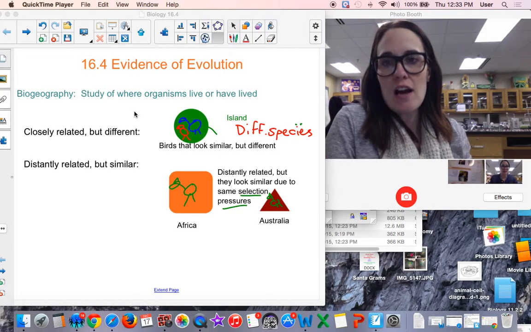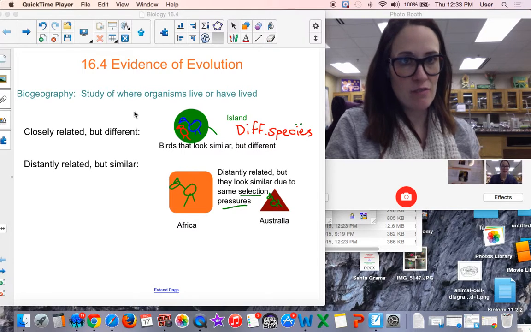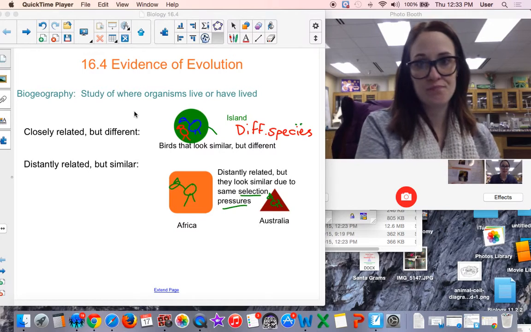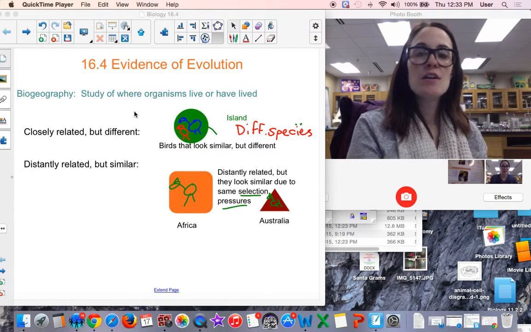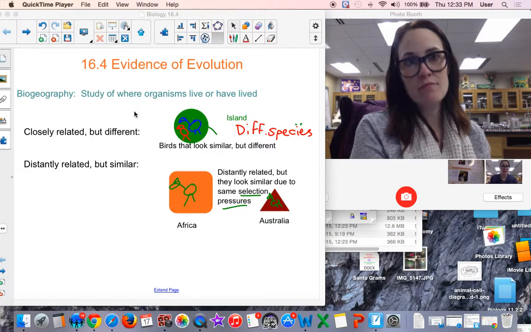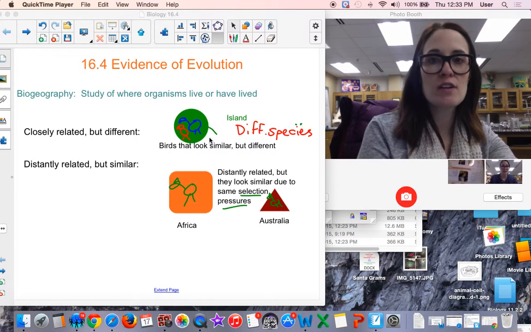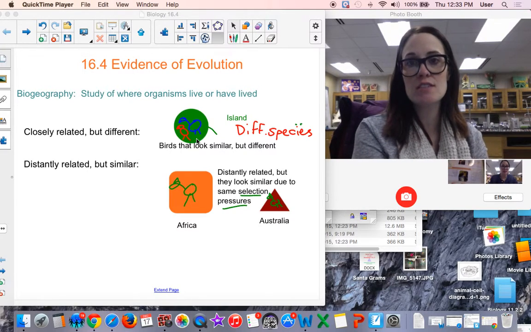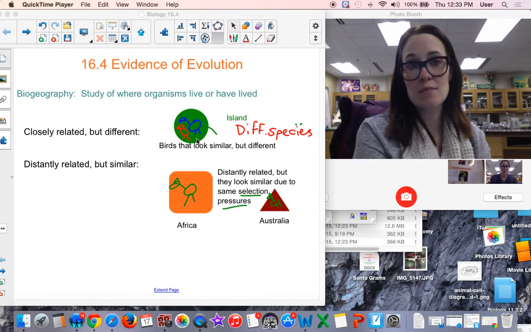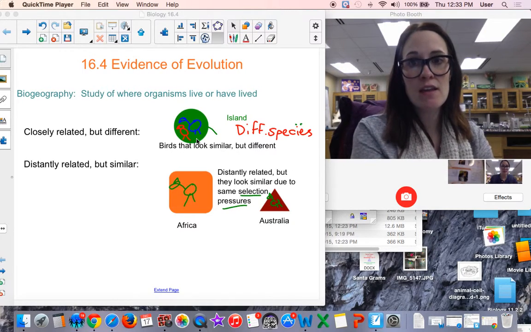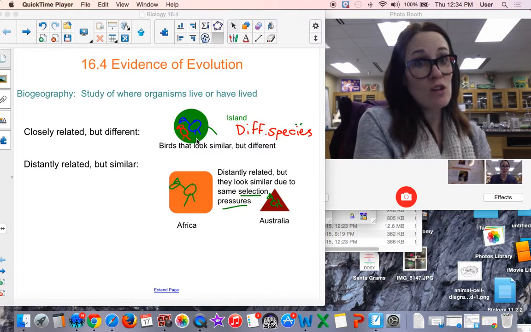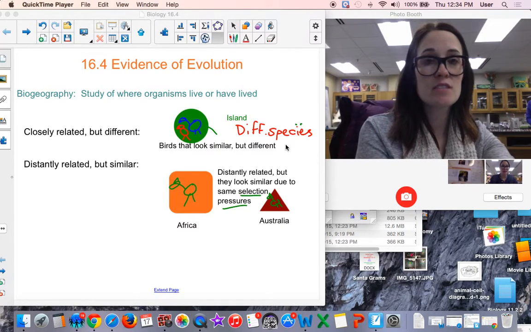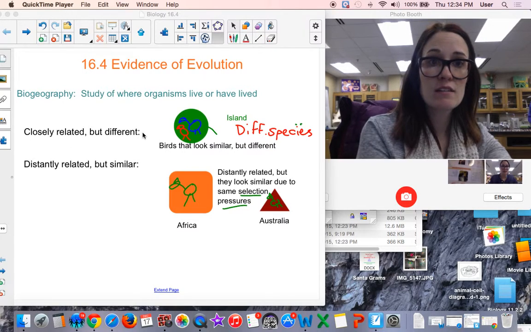So, biogeography is the study of where organisms live or have lived. There are a few things to note related to evolution. You could have birds on the same island, like the finches Darwin observed in the Galapagos Islands, or the honeycreepers in Hawaii. They're on that same island, and they look very similar, but they're actually different species, closely related, but different.